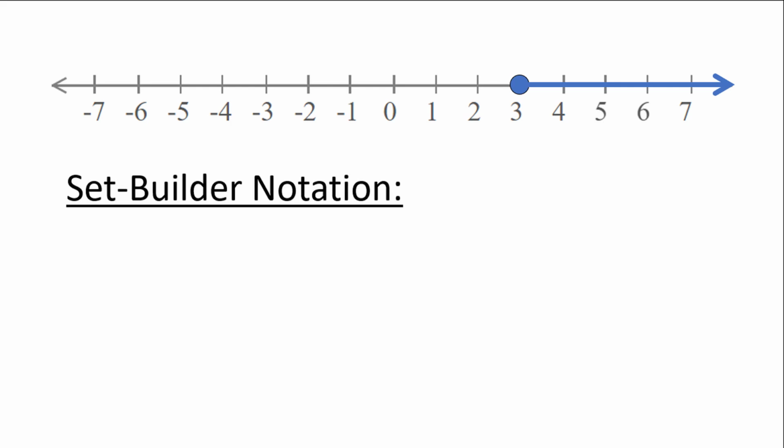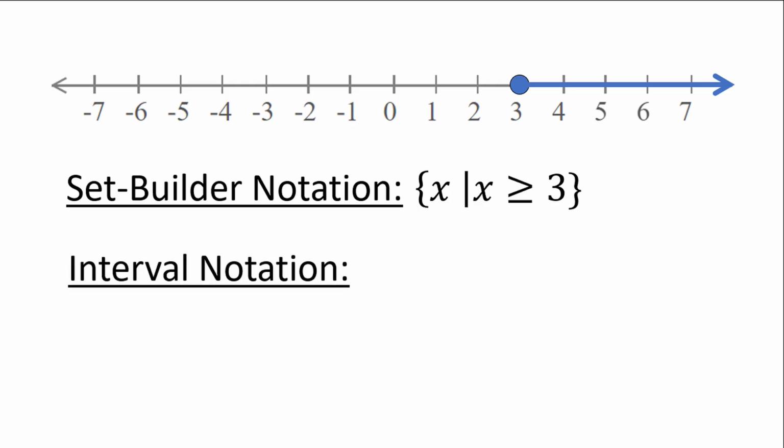In set builder notation, this is very simple to express. Since all values that are 3 or larger are allowed, we write x such that x is greater than or equal to 3. We no longer need the compound inequality with two inequality signs when we have an unbounded interval like this one.